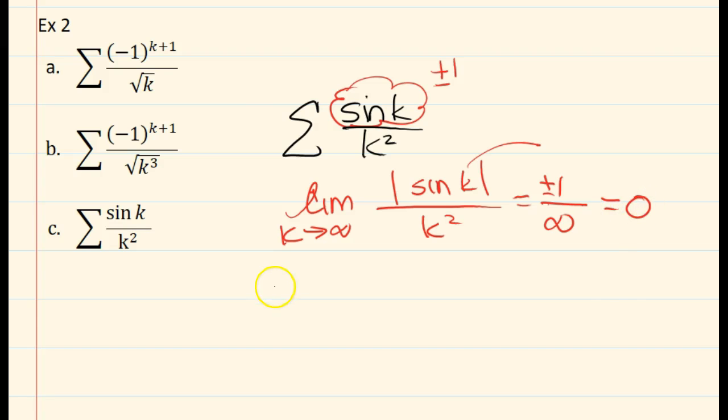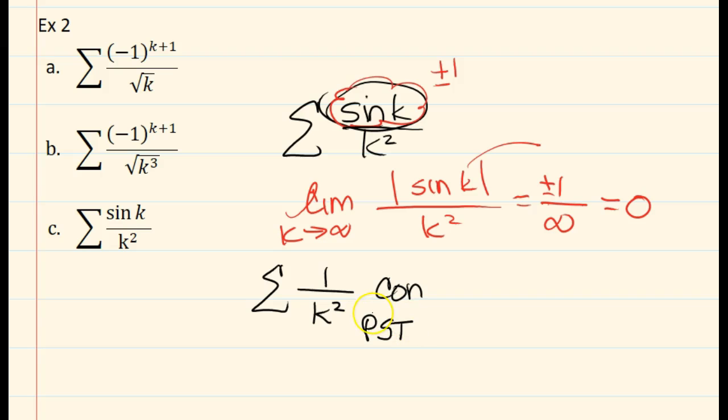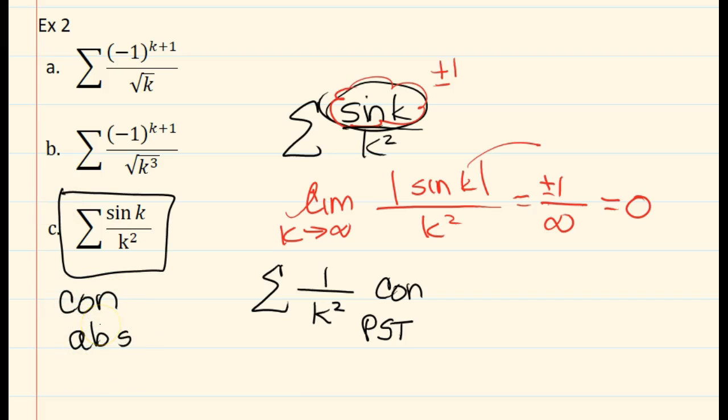But that's okay. Let's now look at our series, and we're going to think of sine of k as what's causing it to alternate between positive and negative. So really, we're going to look at 1 over k squared. And when we're looking at 1 over k squared, we know that this converges by using the p-series test. So we don't have to look any further. What we can say then is that our series will converge absolutely. And that concludes this video.